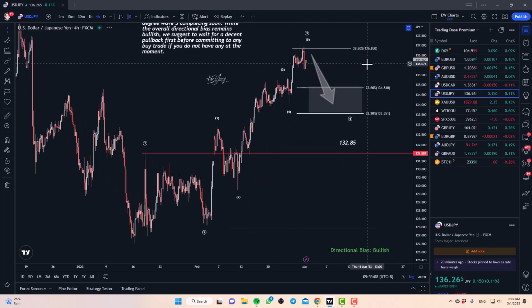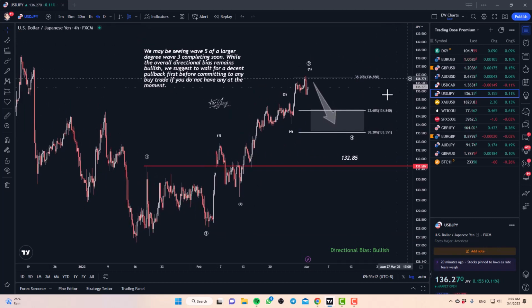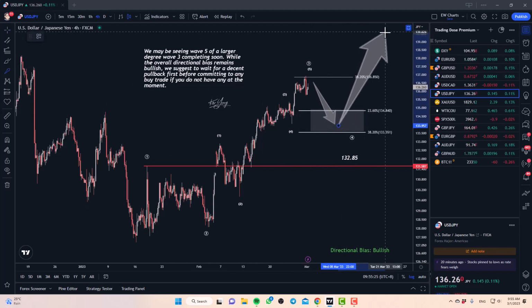Okay. Then we have the dollar yen. Okay, so dollar yen over here, ideally we have completed a smaller degree 5-wave structure, and right now we are expecting a deeper pullback, perhaps towards like 134.80 to 133.55. And if you can get that, then that would be a very decent buy opportunity for a bigger 5th wave count to the upside. And of course, from Elliott Wave perspective, again, this is wave 1.